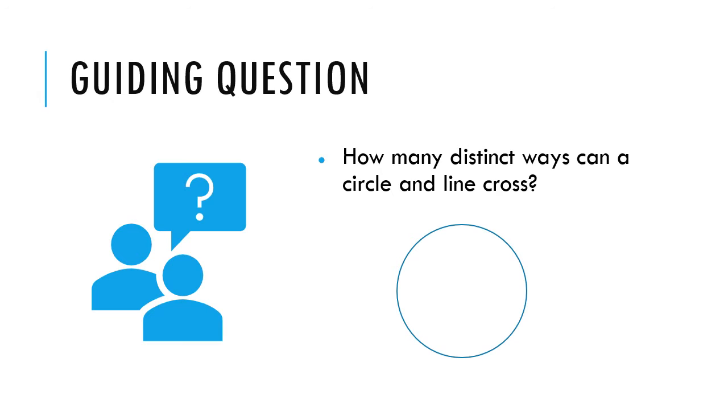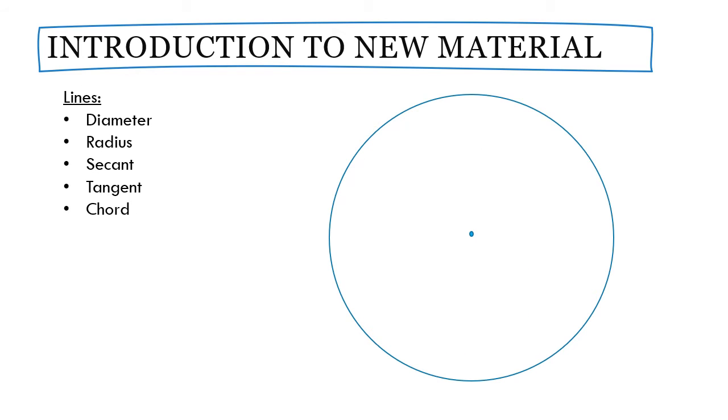Okay, hopefully you paused the video. Let's talk about the answer. Alright, so here are all the distinct ways you can cross a line in a circle. The first one is called the diameter, and that actually passes from one end of the circle to the other end straight through the middle. So that's going to be my diameter.